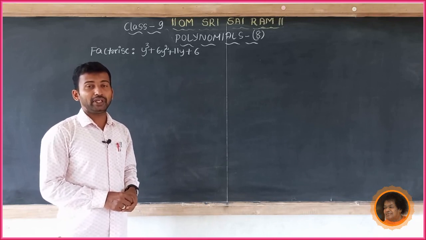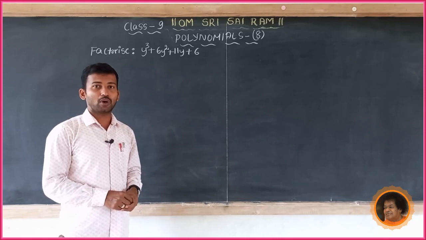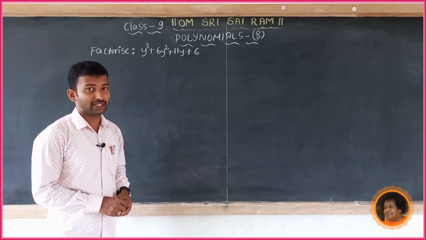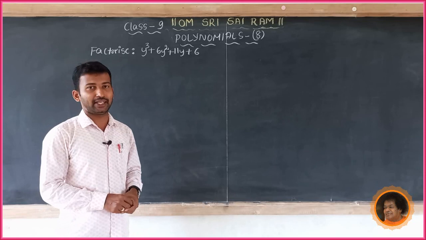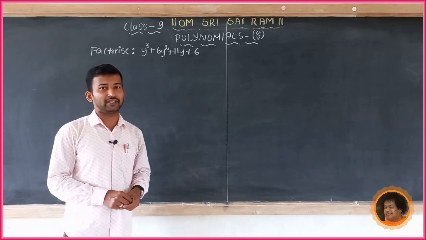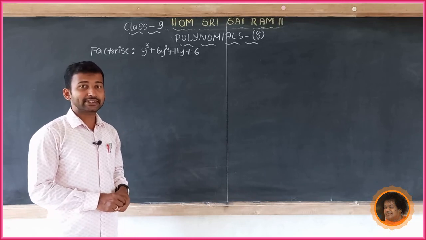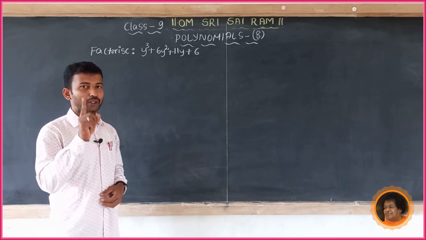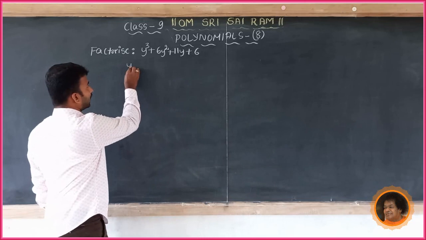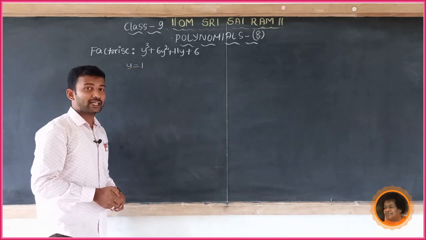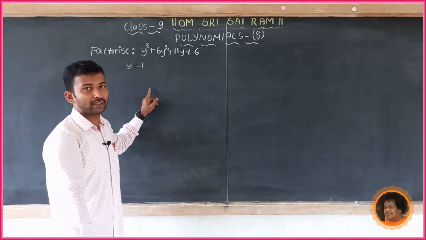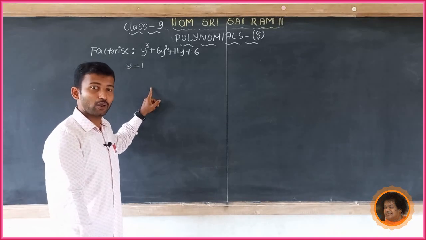So, we need to find the value of y at which the polynomial becomes 0. How to find it? By the hit and trial method. Let us check for y is equal to 1. Check whether y is equal to 1 gives 0 or not.